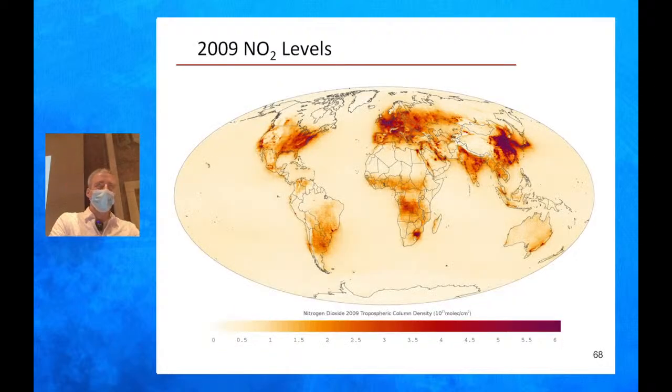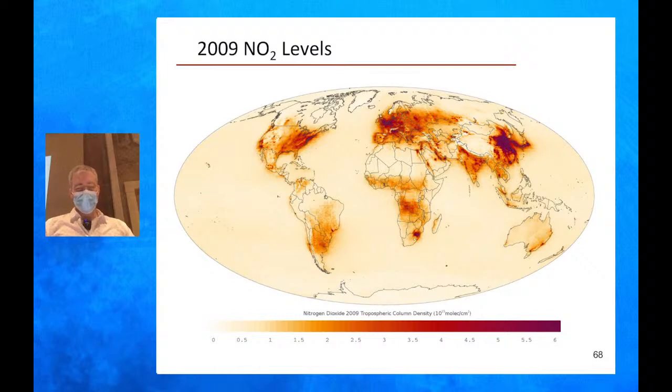So unlike SO2, NO2 has not been solved. It's been improved in the world, but not solved. That's because you can't put a scrubber on every car. Scrubber technology doesn't work for NO2 gas like it works for SO2 gas.